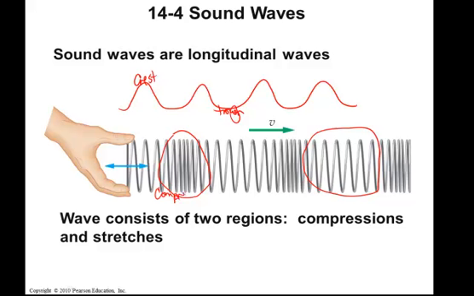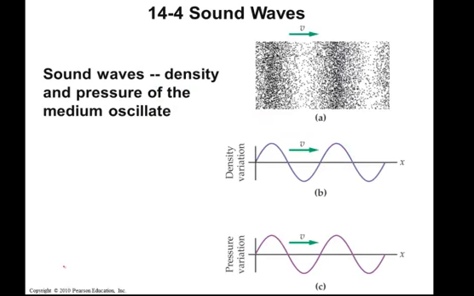and then we have the stretched region, and this stretched region is called a rarefaction. And if we wanted to find the wavelength, it's got to be between two identical parts of a wave. So, for example, beginning of a rarefaction to the beginning of a rarefaction would be a wavelength. Or middle of a compression to the middle of the next compression would be a wavelength. So, compressions and rarefactions.